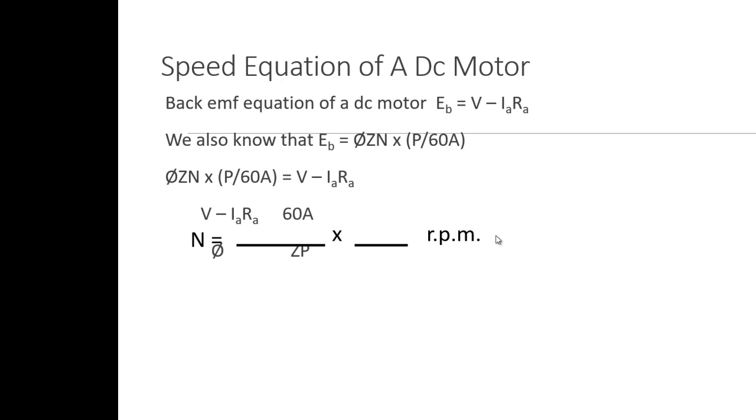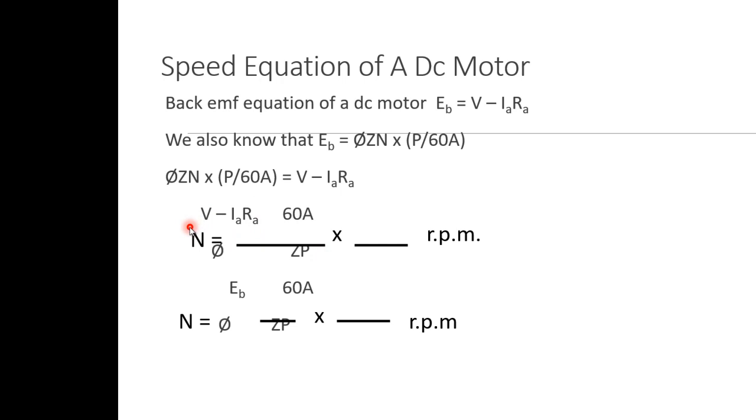So N is equals to, here we are taking N out. So N is equals to V minus IA RA into 60 into A divided by phi into ZP. So this is all the numerator part, and from here, this is the denominator part.